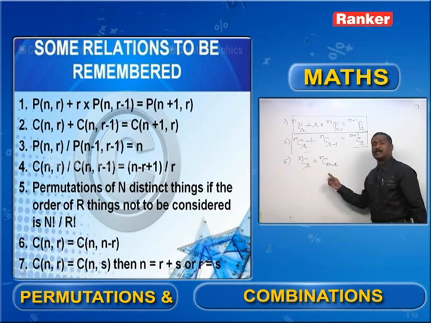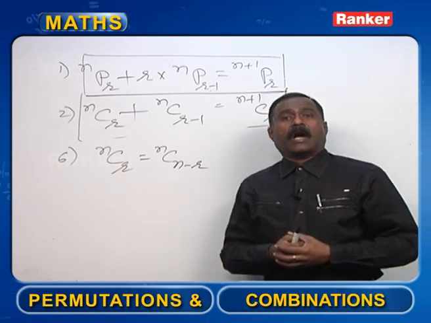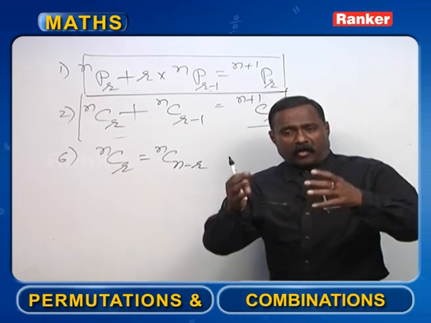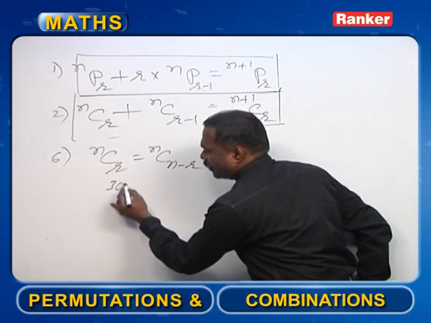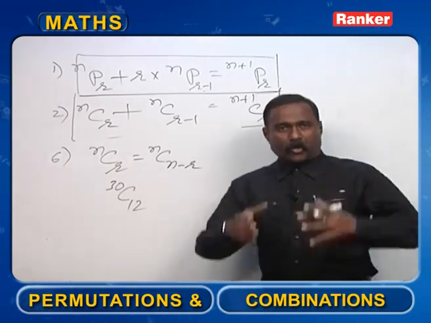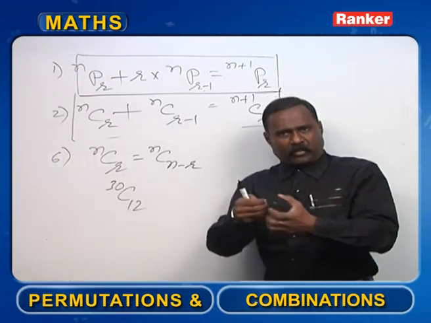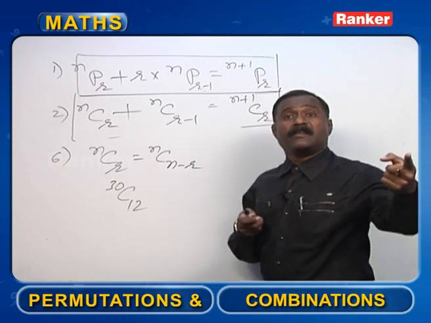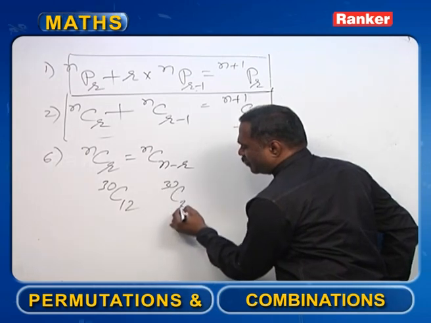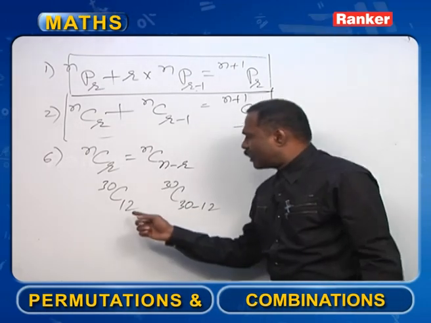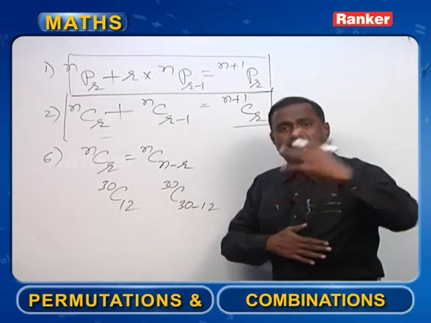NCR is equal to NC(N minus R). What is the meaning of this? Let us suppose there are 30 students in your class, and a group of 12 students is to be formed, so 30C12. Then 30 students are sitting in the class. I have separated 12 students from them, and 30 minus 12 will be remaining. So that is 30C(30 minus 12). If I make a group of 12 students, automatically another group of 18 will be remaining.